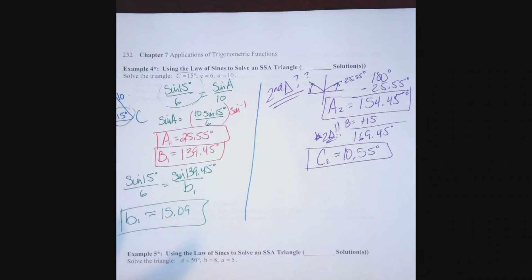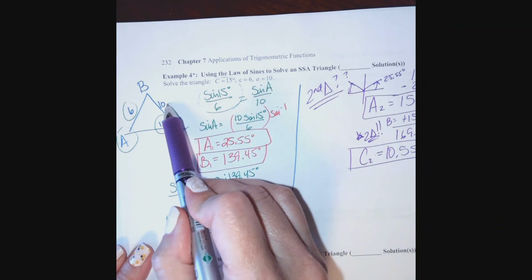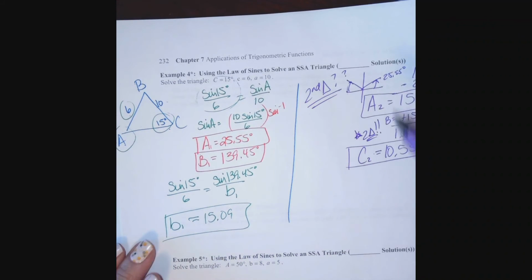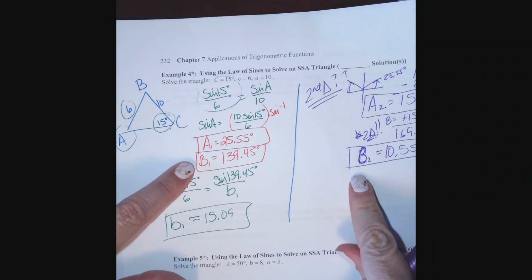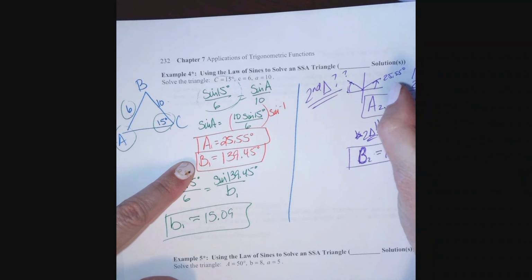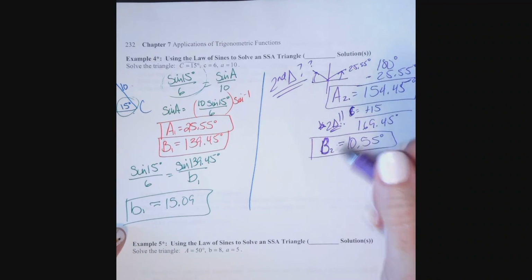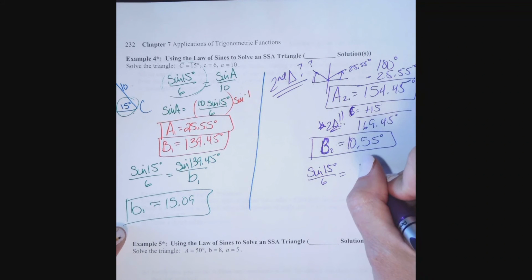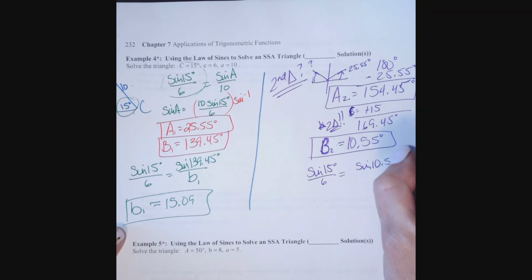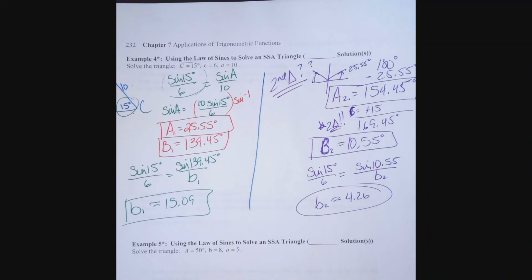So I do have two triangles. These two triangles have the same measure for angle C and side A. They have different values for angle B. I was given C that time, sorry. And side B. What is side B going to be in this case? Well, it's going to be sine of 15 degrees over 6 equals sine of 10.55 over side B. And that should come out to be, when you plug that into your calculator and solve, 4.26.